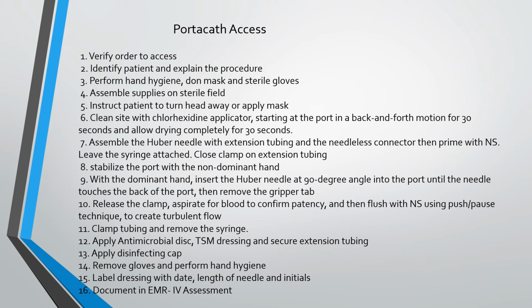Release the clamp, aspirate for blood to confirm patency, and then flush with normal saline using push-pause technique to create a turbulent flow. Clamp your tubing and remove the syringe. Apply an antimicrobial disc if there is space, a TSM dressing, and secure your extension tubing. Apply your disinfecting cap. Remove gloves and perform hand hygiene. Label your dressing with the date, the length of the needle, and the initials of the inserter. Document in the ER IV assessment.